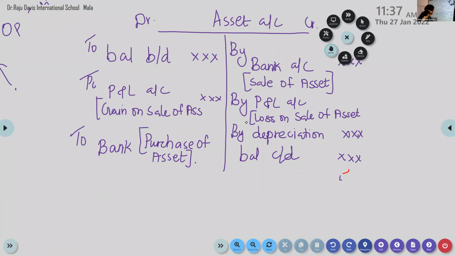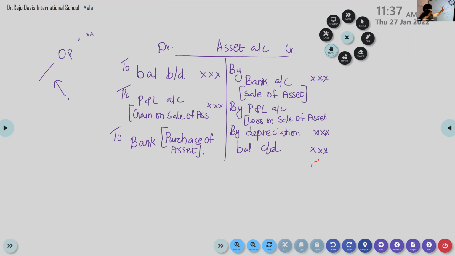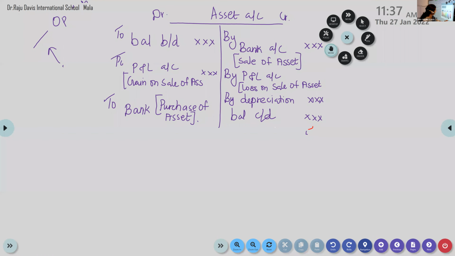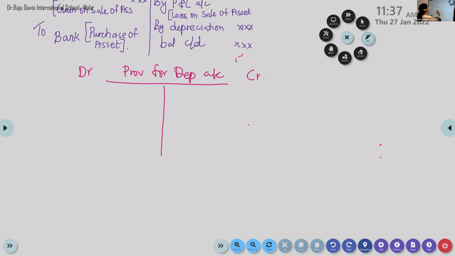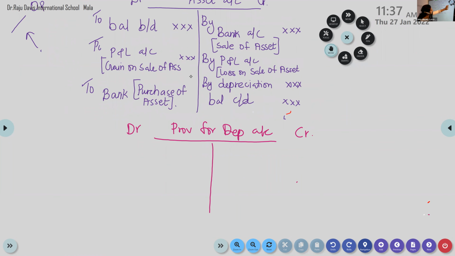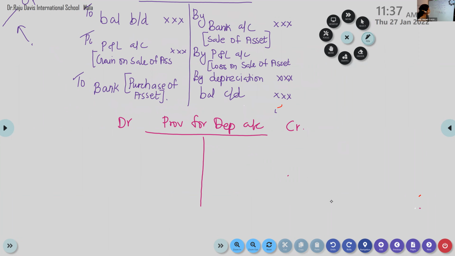If provision is also there, then how will you prepare it, or what is the change? The change is, we have to open a provision for depreciation account, debit side, credit side. It is provision. So where is the balance brought down and carry down? Opening balance, where will you show it?